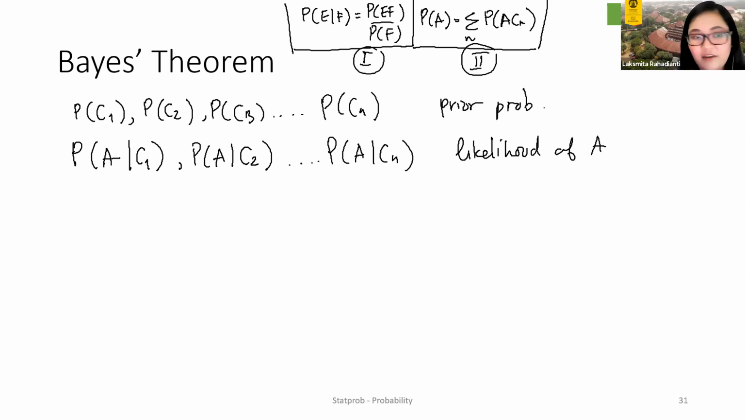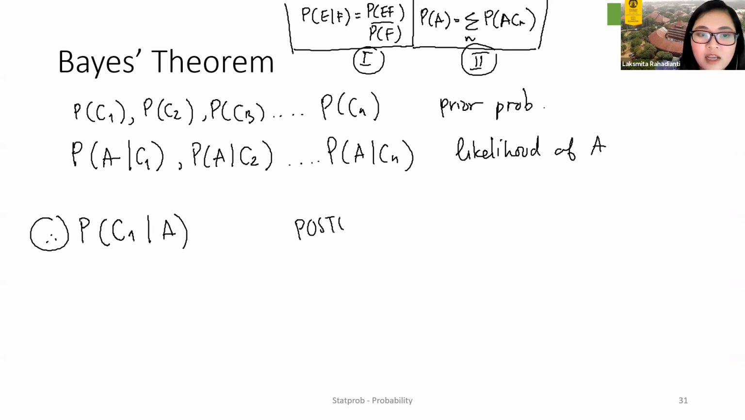So what if I wanted to compute the opposite? Okay, I know that these conditions could happen. I have the probabilities. I also know that A could happen given these conditions. But what if I want to know now the probability of it raining a couple of days ago, given that today it is raining? Flipping it now. And this is called the posterior probabilities.